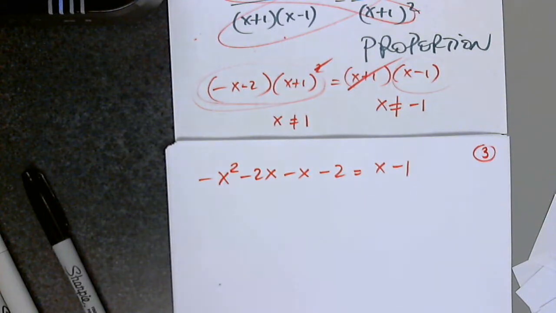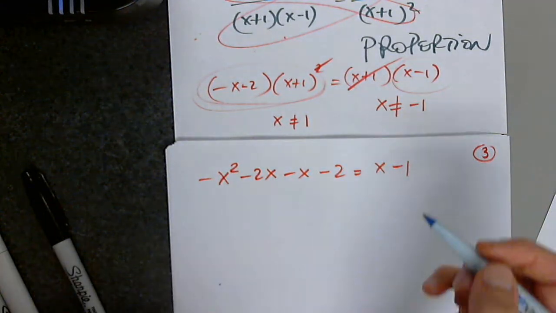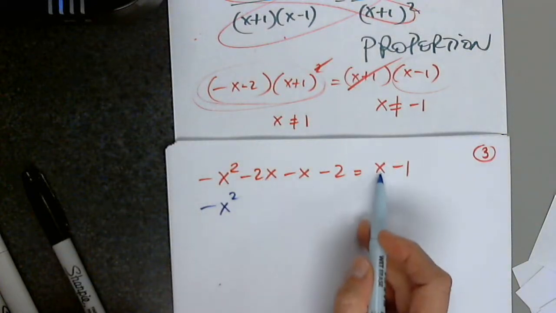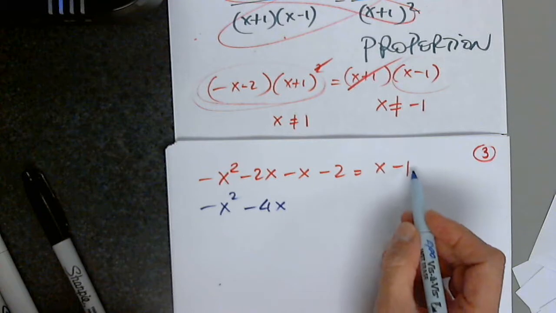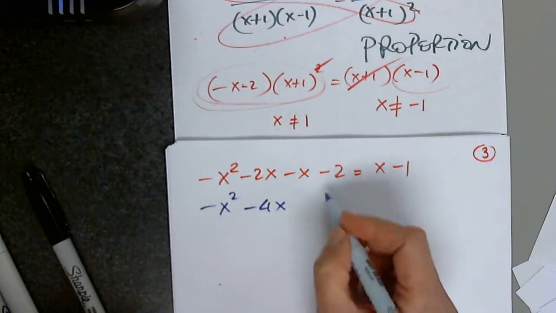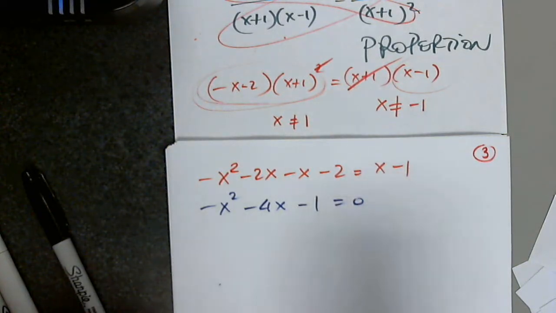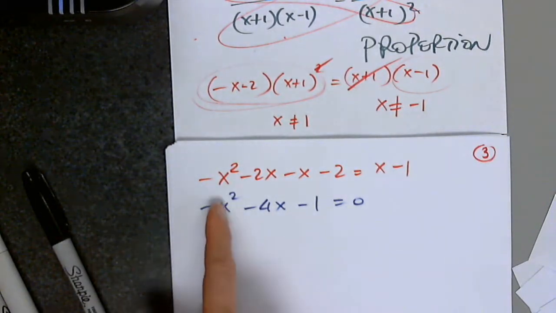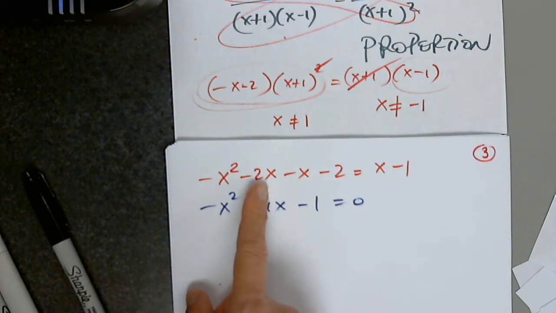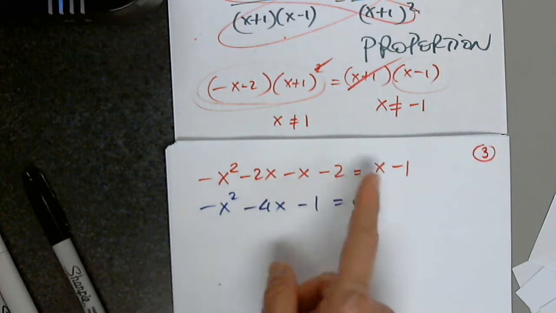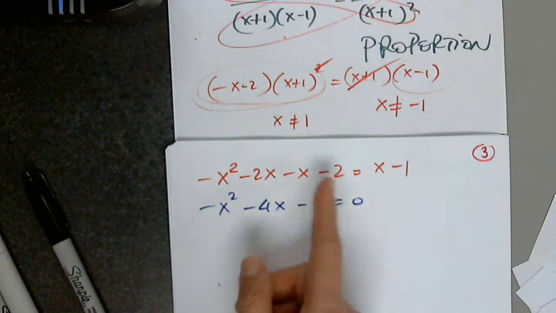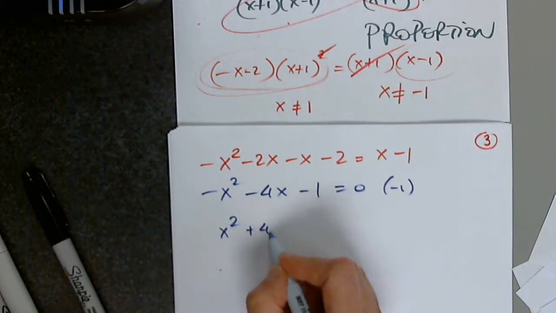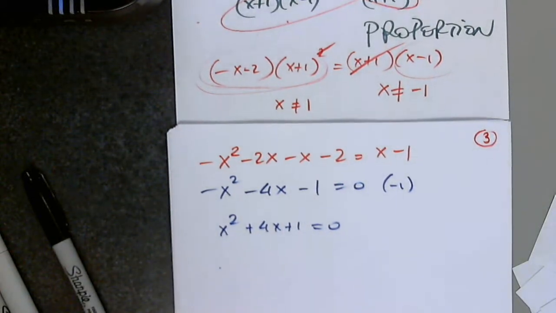Now it changed into a quadratic equation. And I have negative x squared. This is negative 3x, and I bring another one, negative 4x. And this is positive 1. So negative x squared minus 2x, that's minus 3x. I subtract an x, and then I add 1. And of course, I will multiply both sides by negative 1. x squared plus 4x plus 1 equals 0.